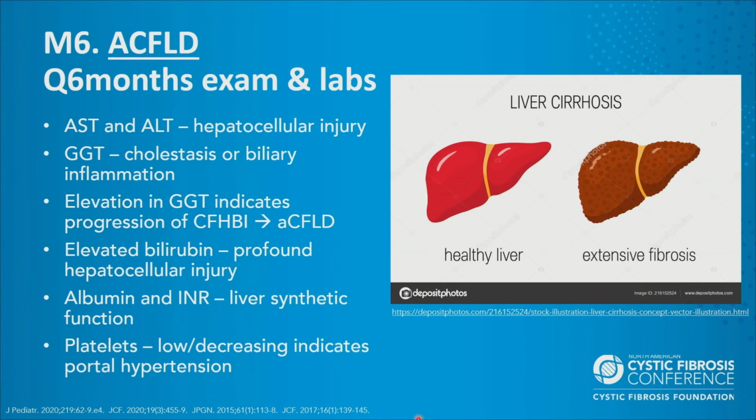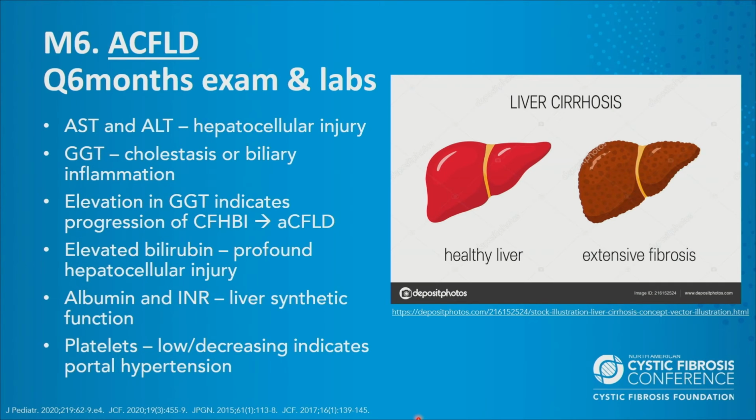So here I'm really going to emphasize the labs. You can often see rising ALT and AST, which indicate hepatocellular injury. However, I will say in end-stage liver disease, often these numbers are normal. Elevation in GGT is more specific to the biliary tree, where CFTR is located and has a direct impact. So there is a lot of literature, as you wouldn't be surprised, looking at elevation in GGT being an important indicator in progression from cystic fibrosis hepatobiliary involvement to advanced liver disease.